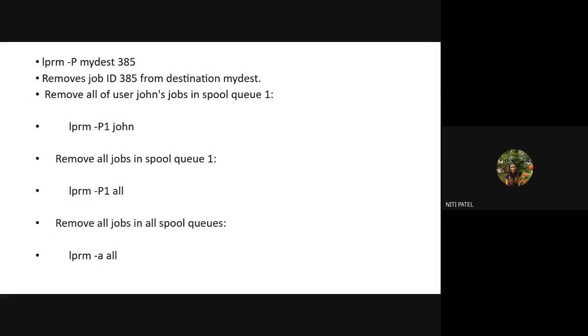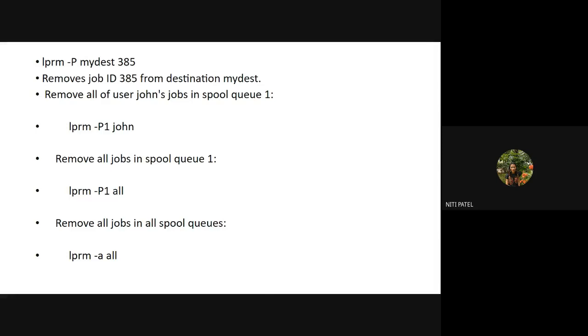So if I want to remove a particular file with a printer name, I have to make use of this command. Okay, so LPRM will remove this. MyDest is nothing but the printer name, followed by the file name. So it is going to remove the file 385 which is there on the printer MyDest. Okay, but if you have only one printer and if you directly give LPRM -P 385, it will remove only that file. Why? Because it is assumed that there is only one printer in the system.